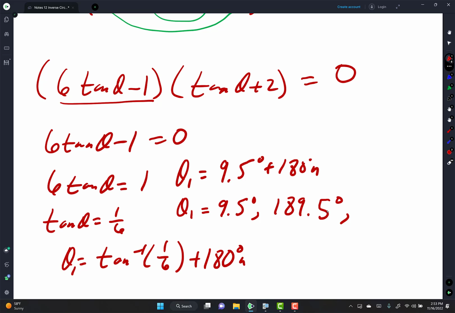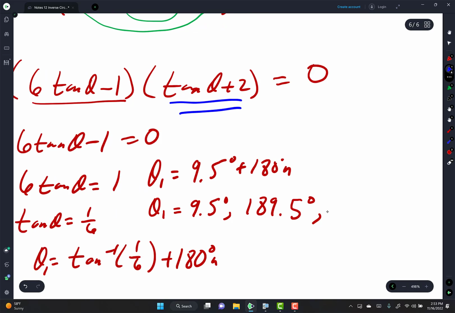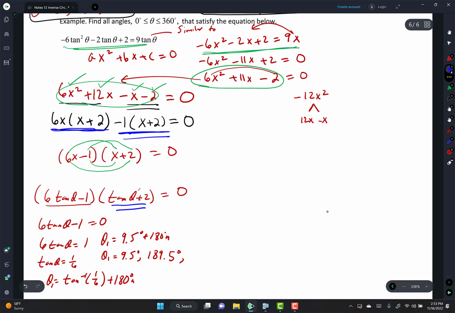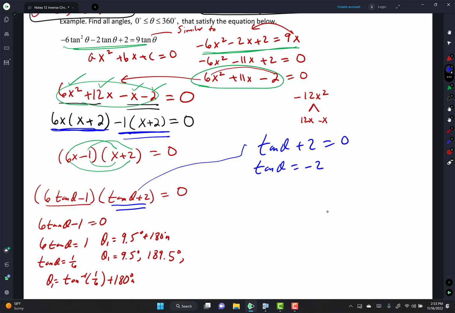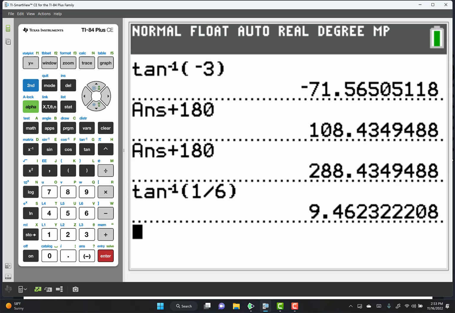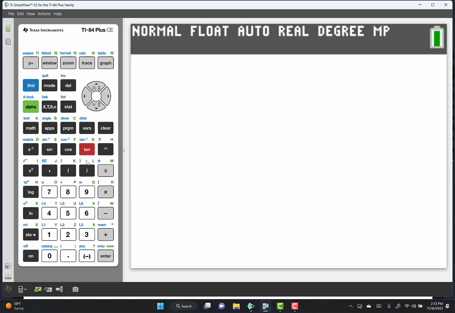Now let's do the second one. I'm going to do the second one in blue. I'm going to write tan theta plus 2 equals 0. Move the 2 to the other side. Tan theta equals negative 2. Do the inverse again. Theta equals inverse tan of negative 2 plus 180n. And now we're just going to type that into the calculator and see what joy it gives us. So I'm going to go second arctan. Is it negative 2? Yeah.